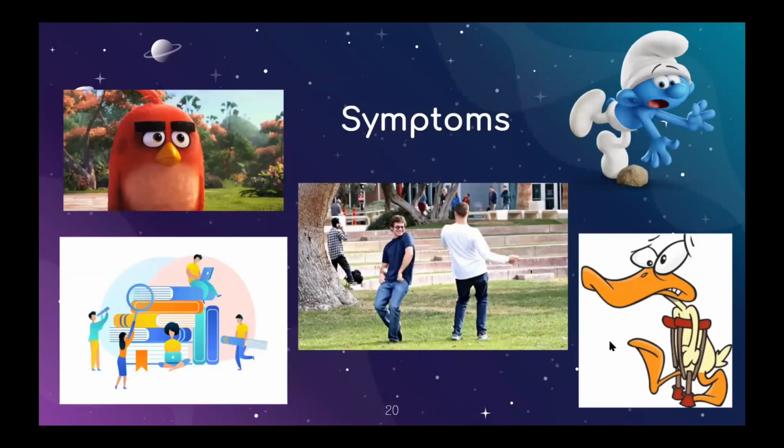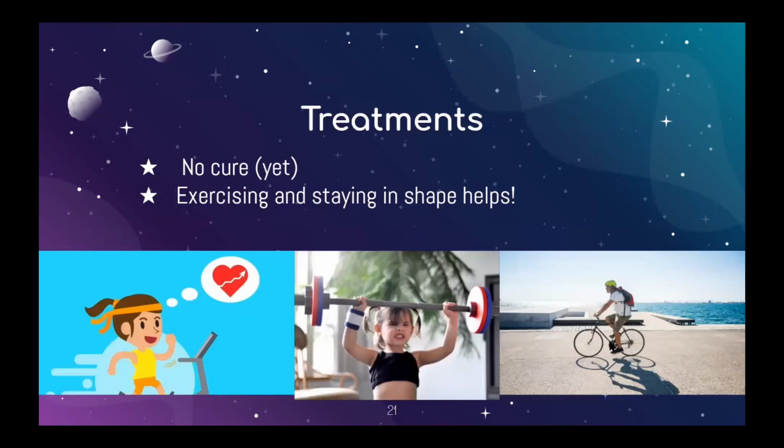Some symptoms with Huntington's include irritability, like our red angry bird in the top right, being clumsy, like this Smurf in the left, trouble with learning, not walking normally, and getting injured often. So, is there a way to treat this? So far, there hasn't been a breakthrough yet, but there has been significant progress made as we learn more about Huntington's. Who knows, maybe you will be the first one to find a cure. Currently, exercising and staying in shape are known as the best ways to help slow its development.